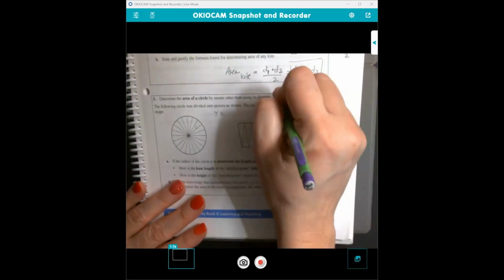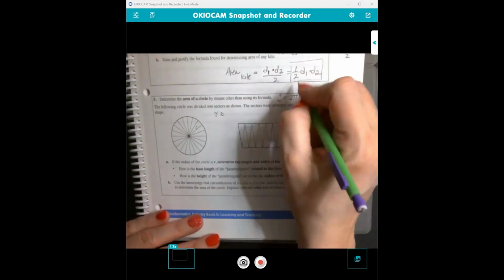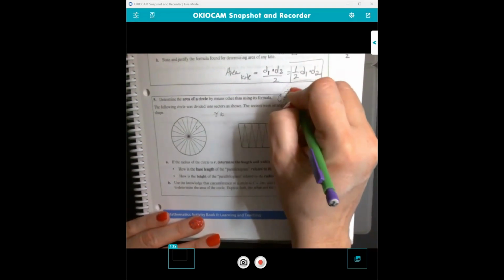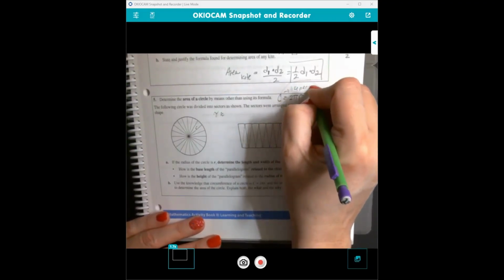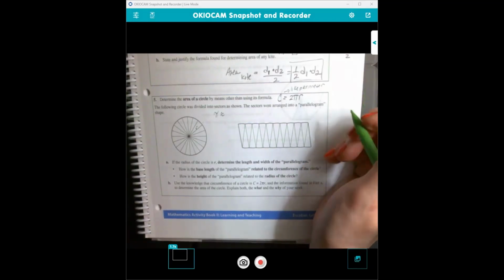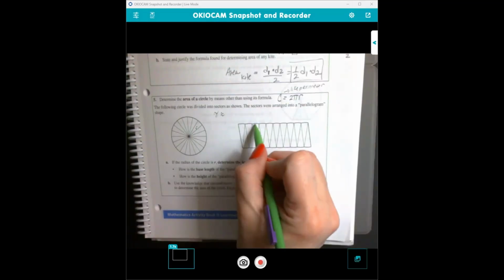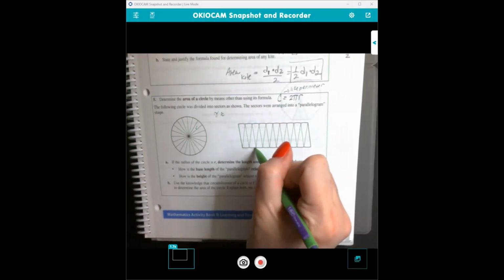So let me write down the formula for circumference, right? Circumference, which is like perimeter, and it's 2 pi r, okay? So why do we need to use perimeter? Because what do you think are these humps right here on the top and these humps right here on the bottom?